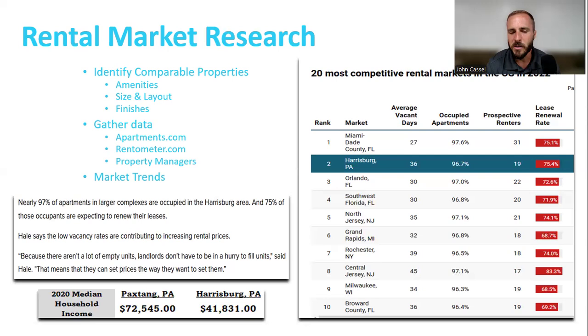So you can gather data on different avenues. You can do stuff like apartments.com or rent.com where they have listings. So you can gather that data there. They'll give you pictures of what the units look like for apartment complexes, and give you rent amounts.